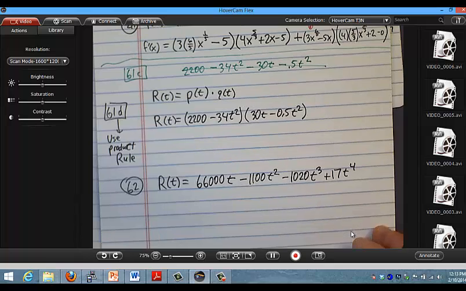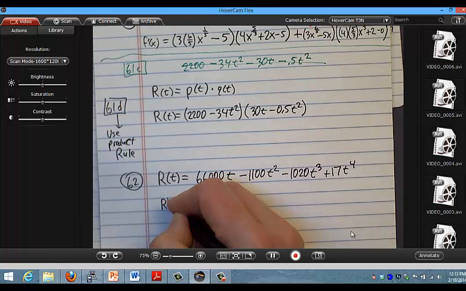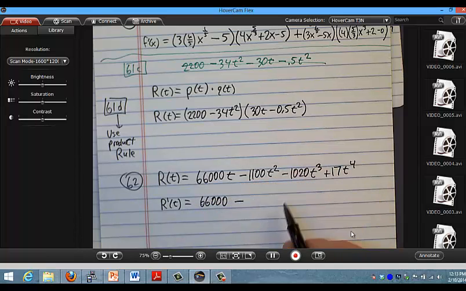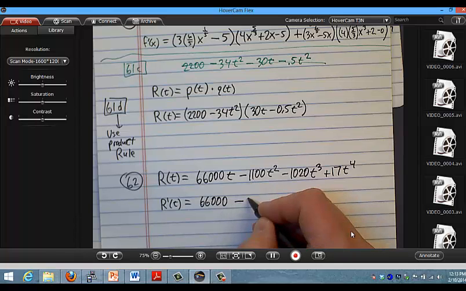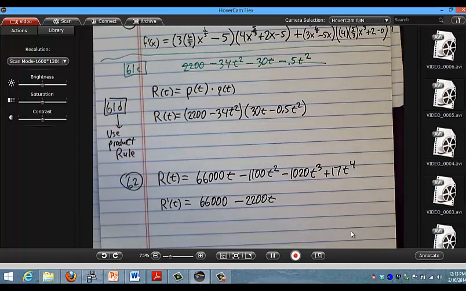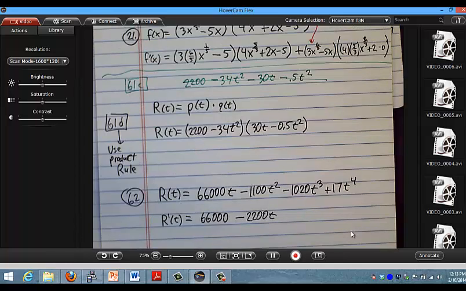So if I go to do r prime of t, I'm getting 66,000 minus, are you guys okay if I combine the 2 with the 1100? I get 2200t. Who's with me so far on this problem? It's not good enough.